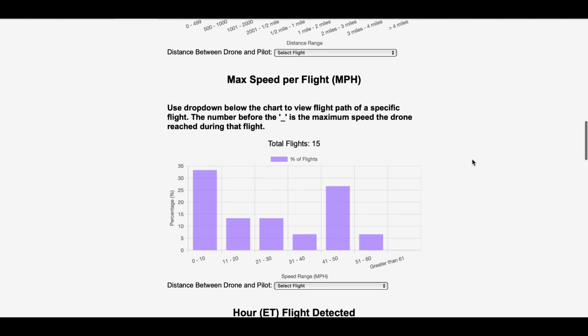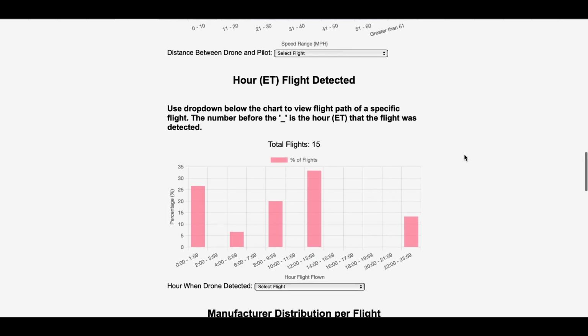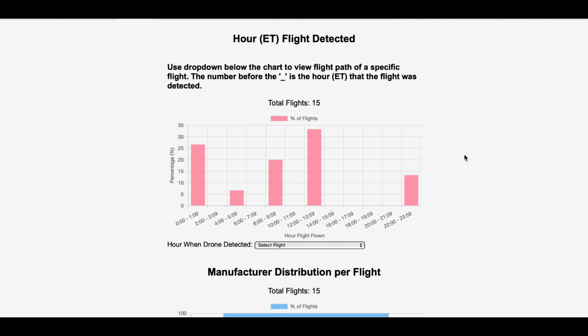The next chart records the maximum speed a drone reached during each individual flight. The next chart shows the hour that the flight was detected. The hours are in Eastern time, so you need to subtract 3 hours for Vegas local time.